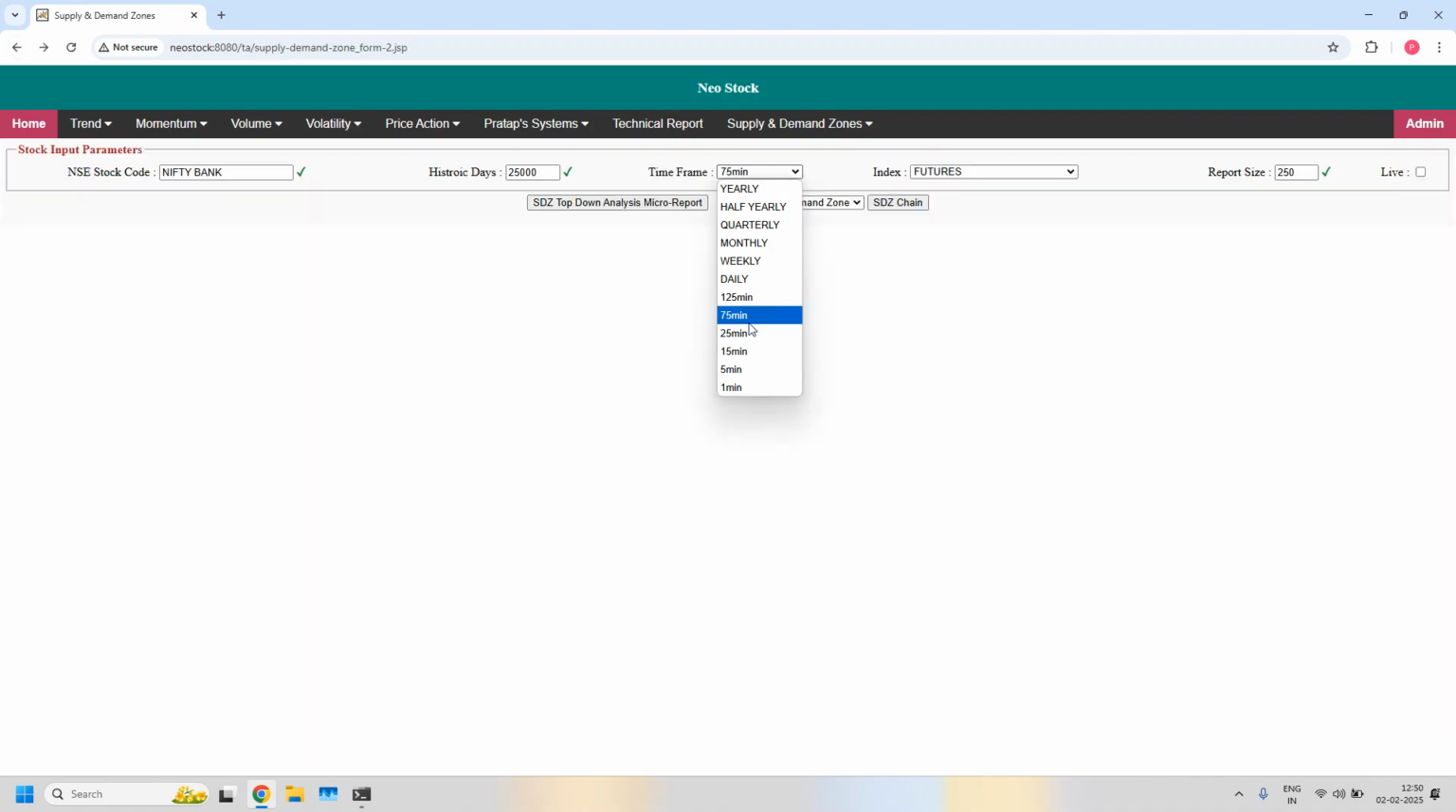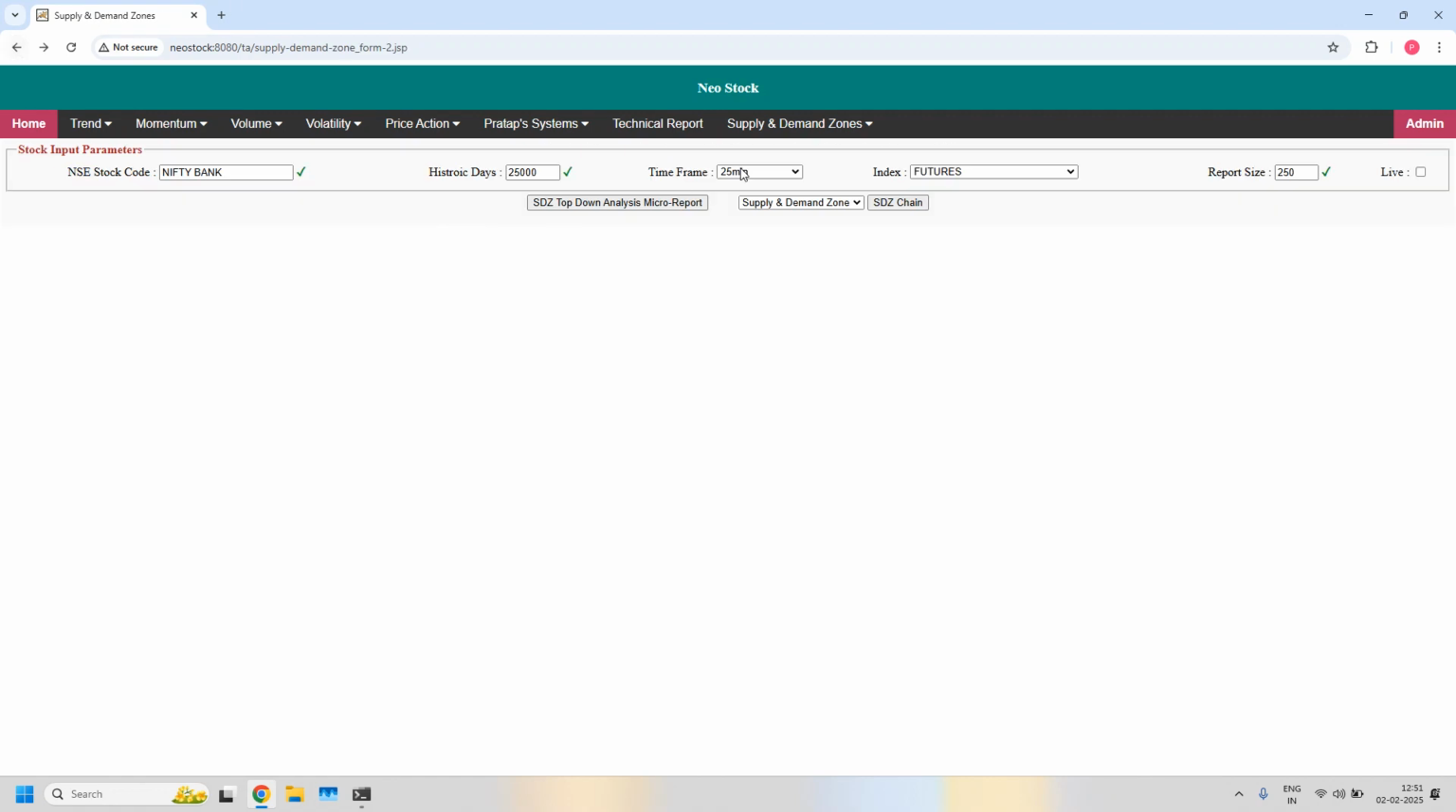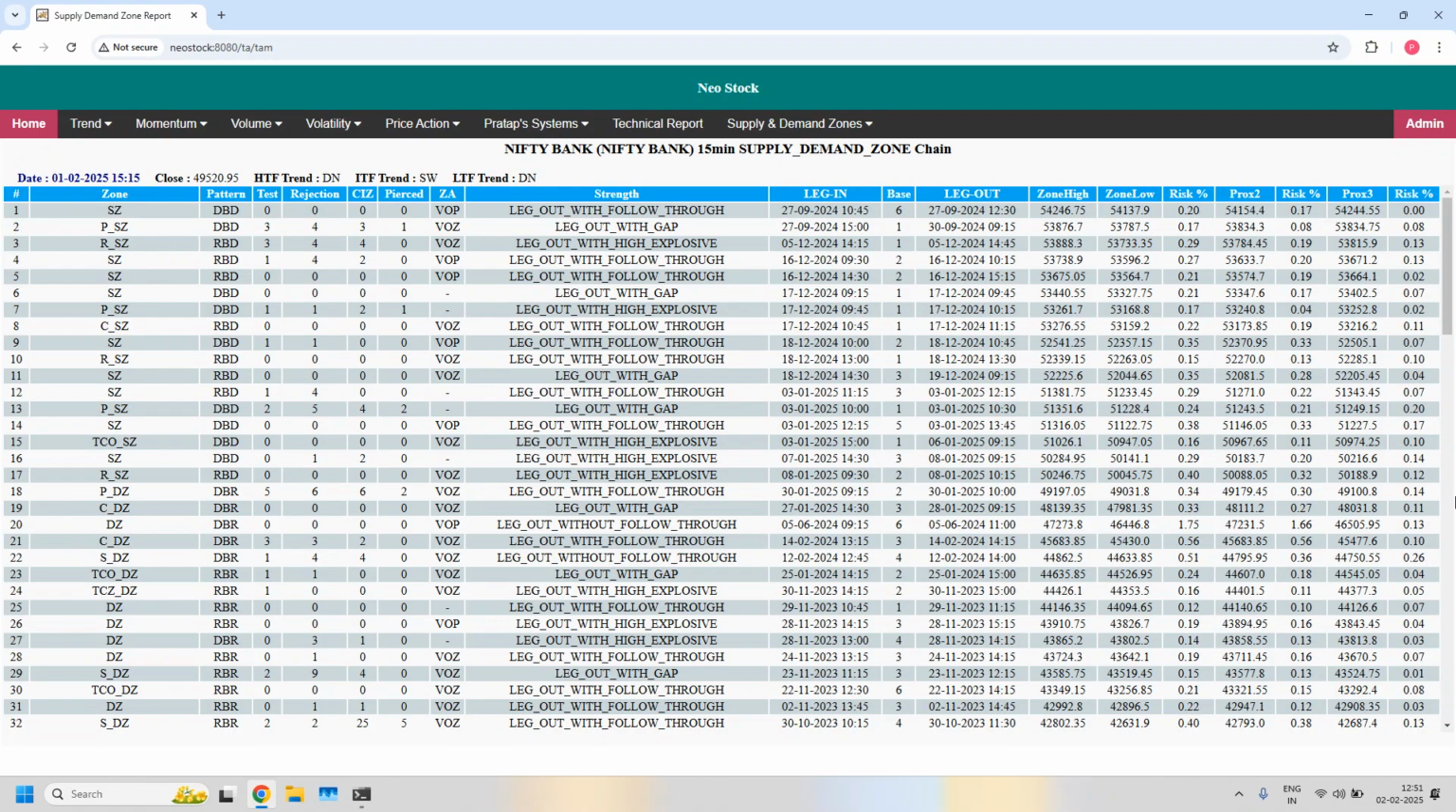Next, 25 minutes supply demand zone chain for Bank Nifty. Next, 15 minutes supply demand zone chain for Bank Nifty. So what is the nearest demand zone for 15 minutes? Item number 18.